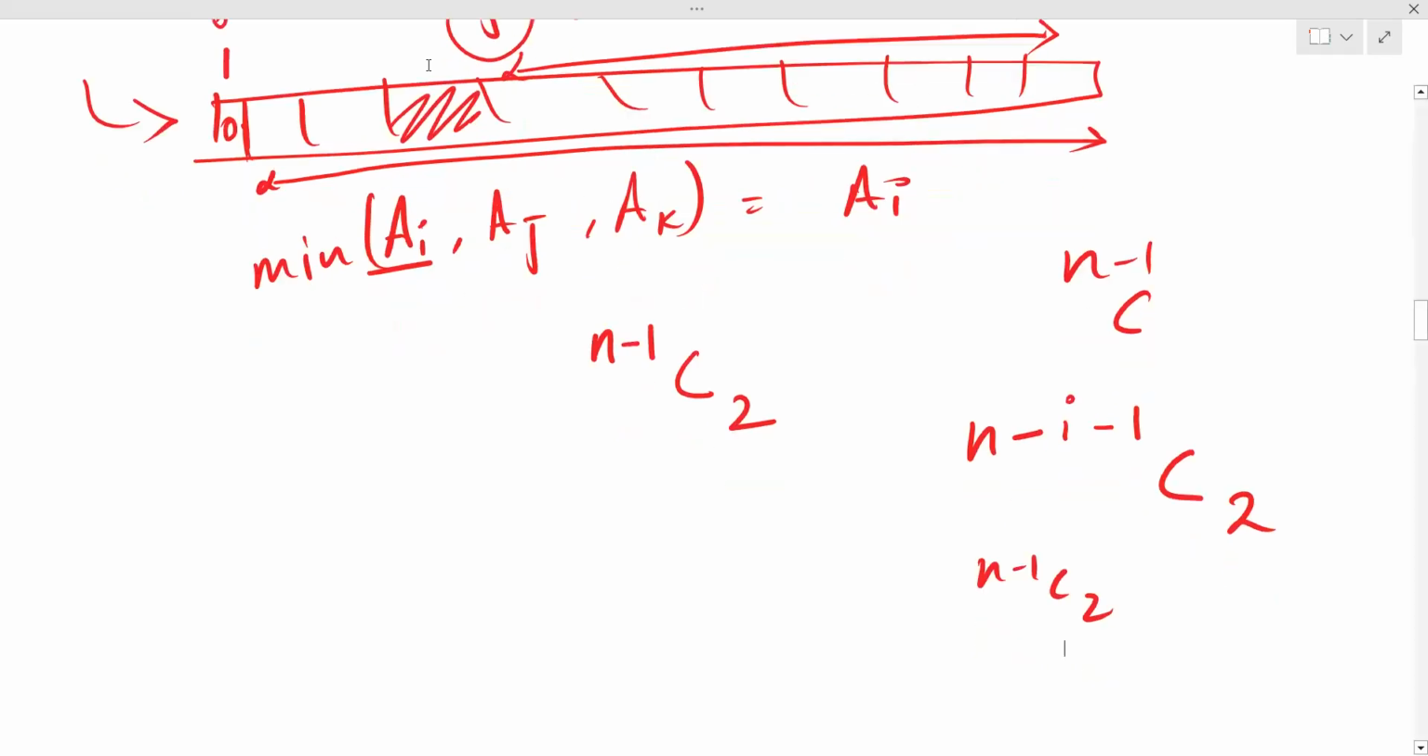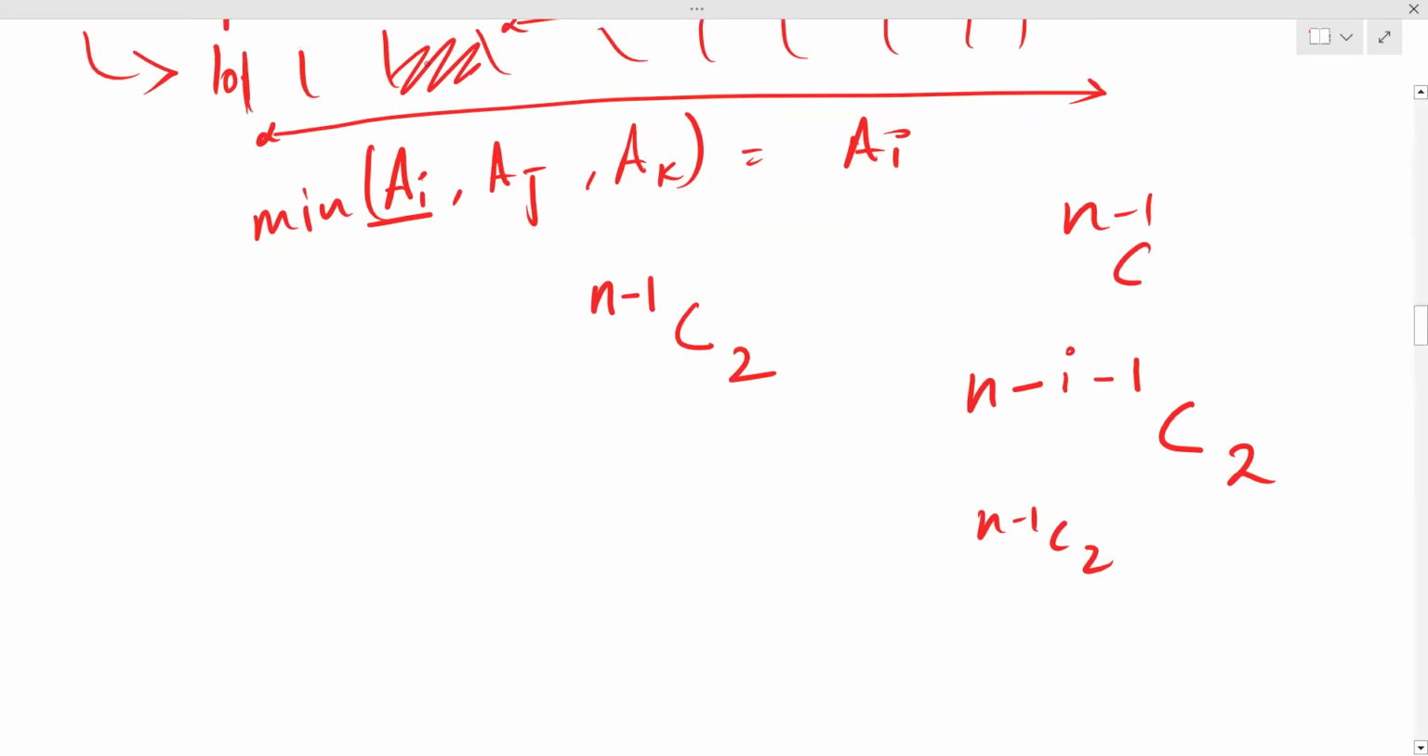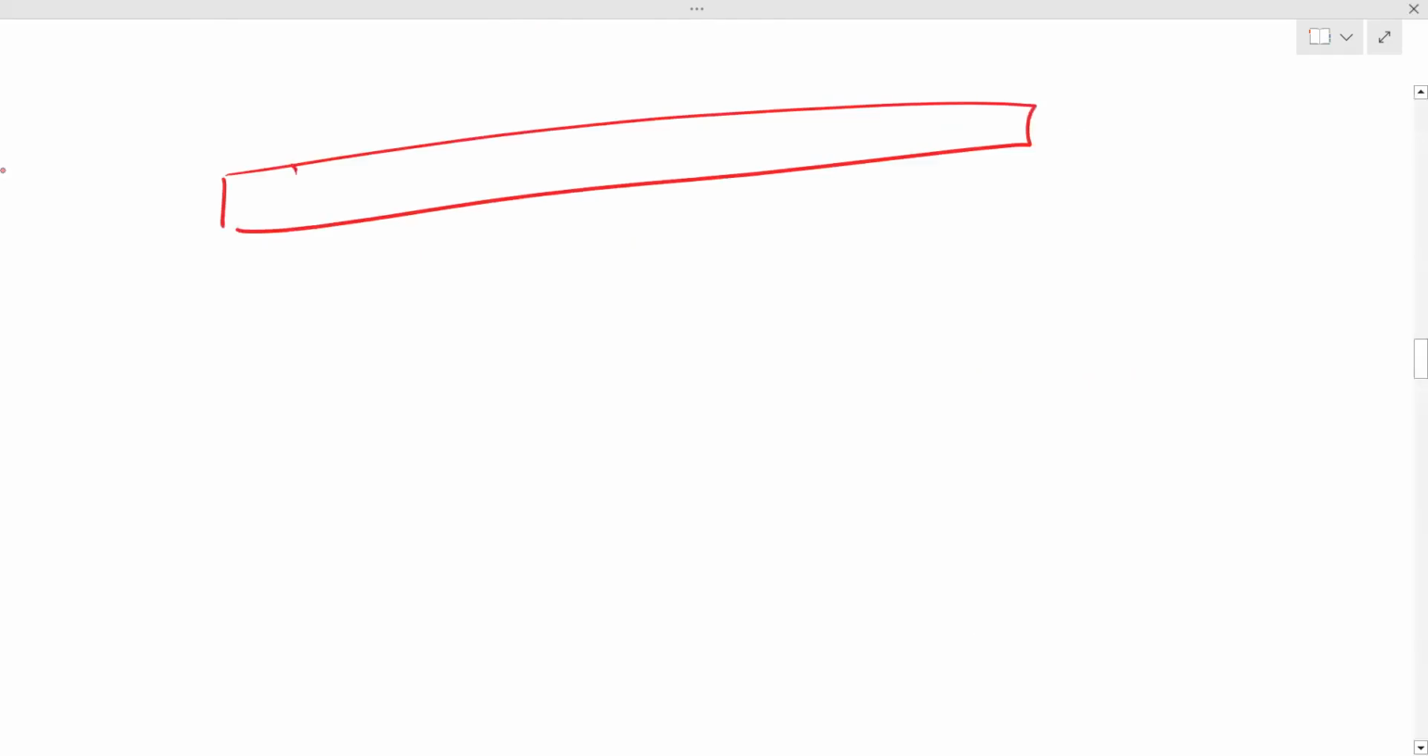So finally, for each of these values, you'll get the number of times that this value is going to appear. Okay, let me draw this again. For each of the values in my array A, I'm going to get how many times this value is going to appear in my triplet array.